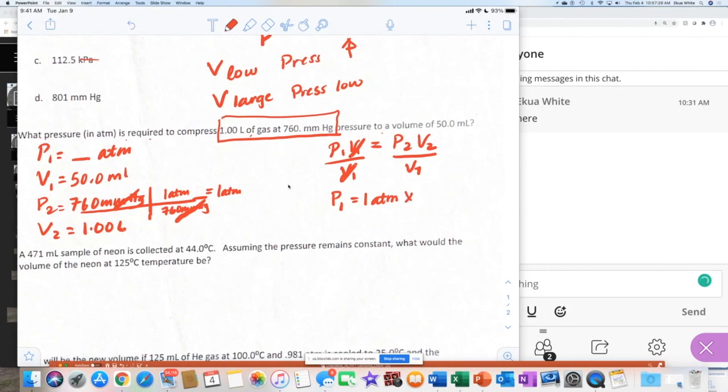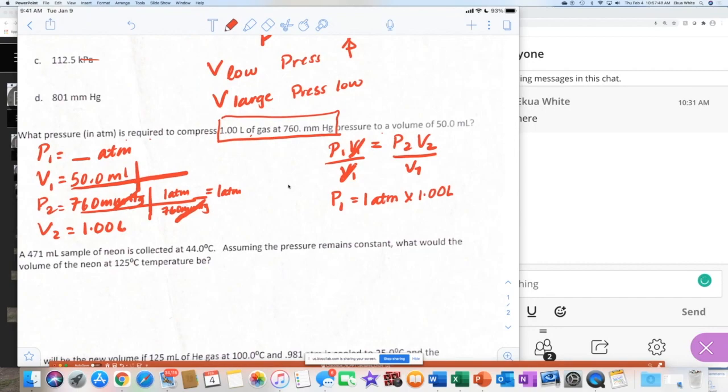V2 is 1 liter. Oh, I just noticed something. I forgot to convert the milliliter to liter. My bad. Let me do it right here. That's the reason why you don't drop off units. Because if you drop off units, you forget to see that things haven't been converted, right? This question is not so easy.